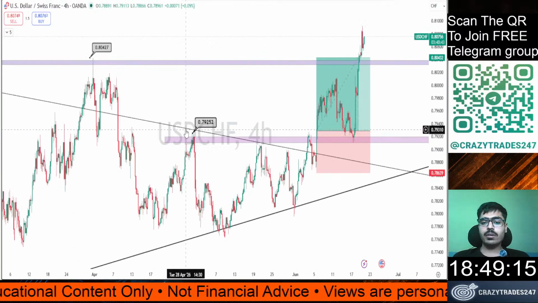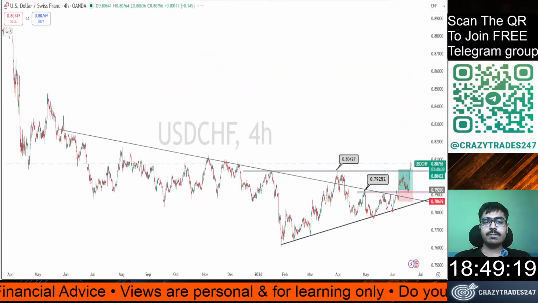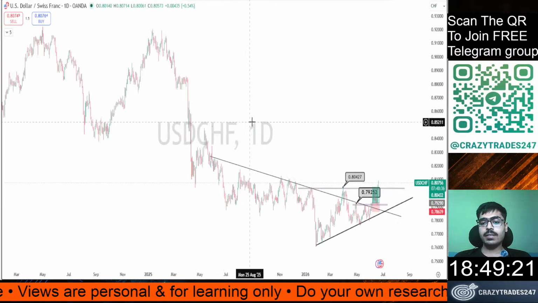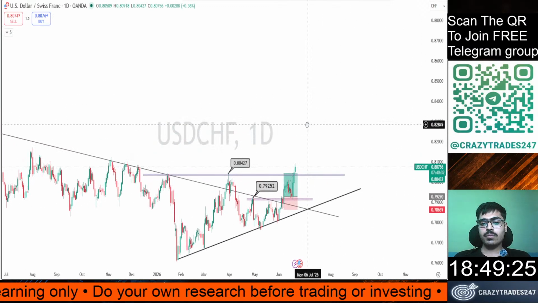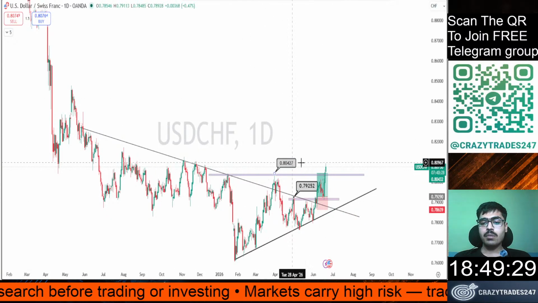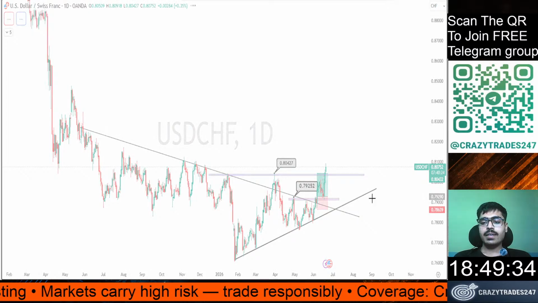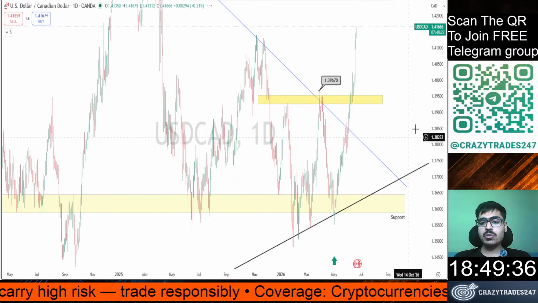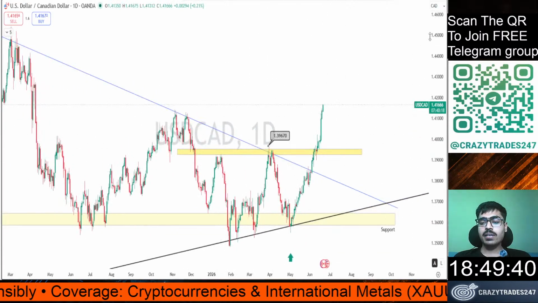It's a no-brainer as of now. It's really interesting to see how these structures are forming, and it's making some really good moves here. Next, we have USD CAD. Same story with the USD CAD. It's also giving some really phenomenal moves.